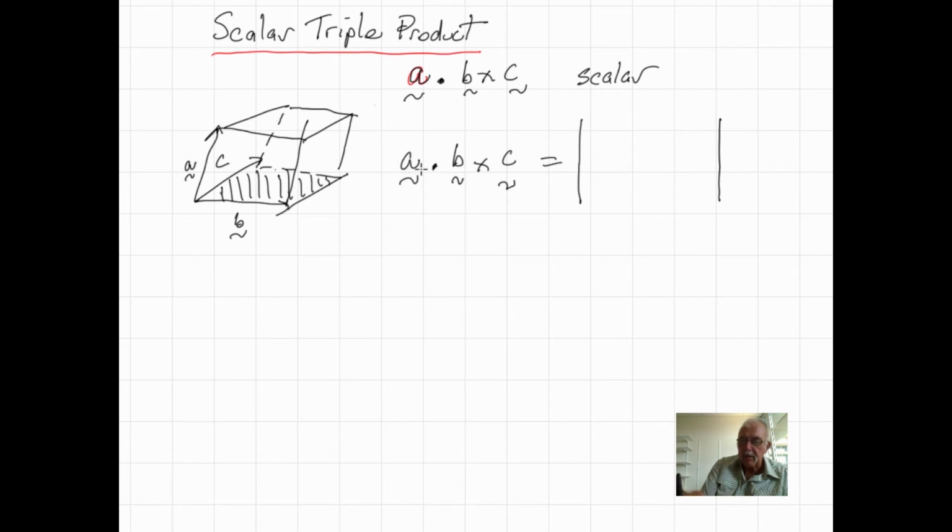All you have to do is to write down the components of the first vector. Let's just say they are A1i, A2j and A3k. The i, j and k components of B will be B1, B2, B3, and C will be C1, C2 and C3. So A1, A2, A3 are the i, j, k components of vector A, and likewise for B and C.